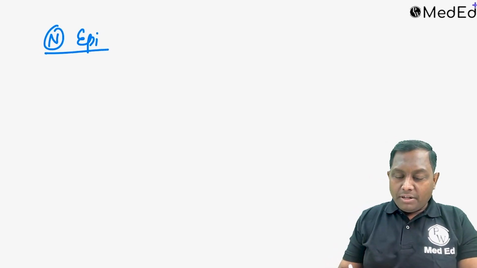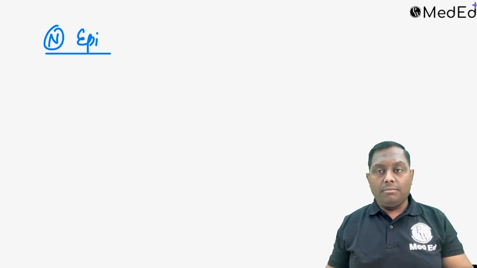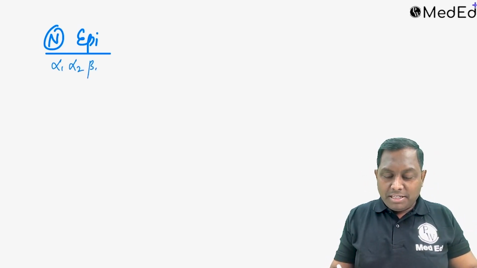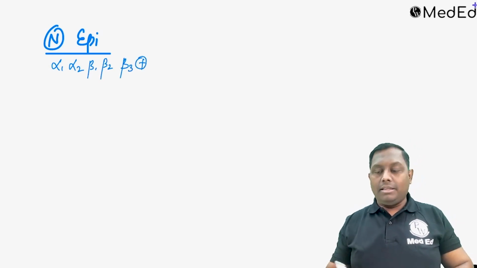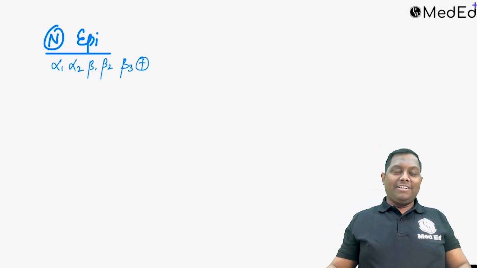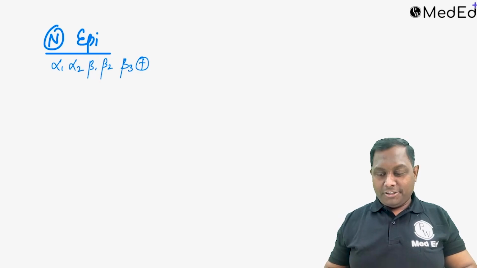Because we know that epinephrine as a compound acts on every receptor of the sympathetic nervous system. Epinephrine is going to act on the alpha 1 receptor, alpha 2 receptor, beta 1 receptor, beta 2 receptor, and they can also work on the beta 3. They will be acting on every receptor. If they are working on every receptor, let's talk about blood pressure.